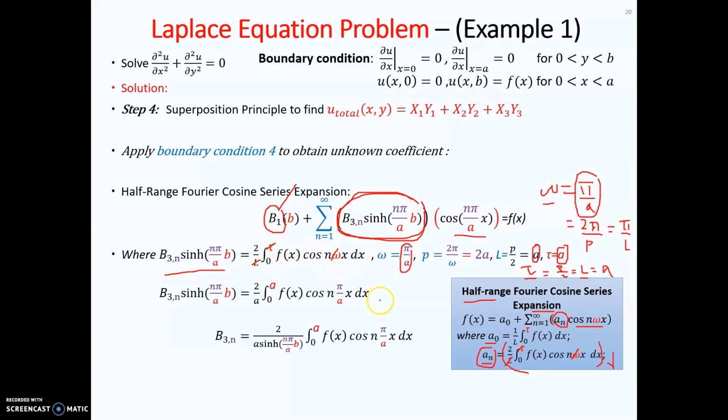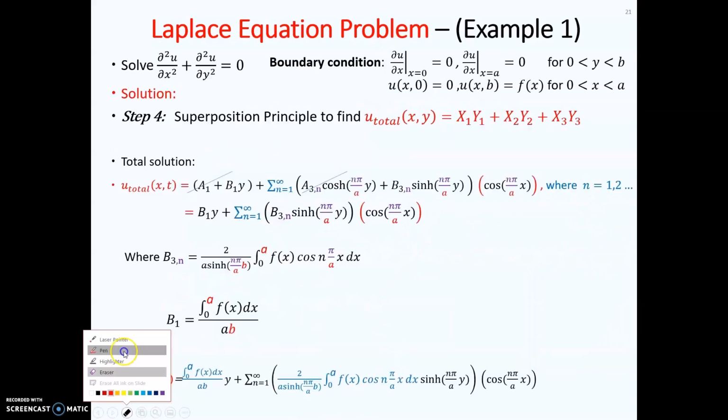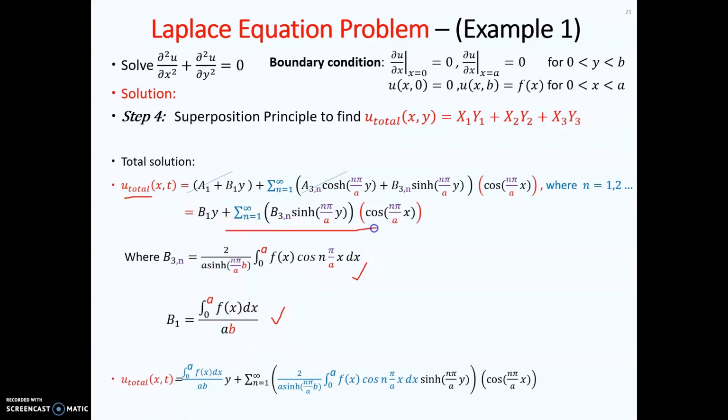So after you substitute inside, you should obtain this, and to obtain the B3 coefficient, you need to shift the hyperbolic sine here to the right hand side. So this is the answer for the B3 coefficient. So far you have success to obtain the B1 and B3 coefficient for the PDE solution here. So after you substitute inside, then you should be able to obtain the particular PDE solution for this problem.